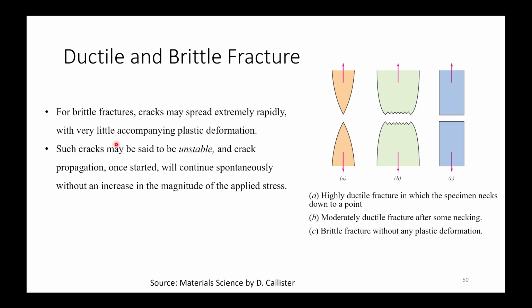In case of brittle fractures, cracks may spread extremely rapidly with very little accompanying plastic deformation. Such types of cracks may be said to be unstable, and crack propagation once started will continue spontaneously without an increase in the magnitude of the applied stress.